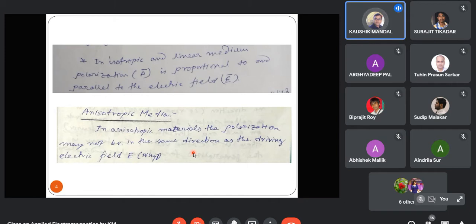To get the answer to this question, we have to go into details about the structure of the anisotropic media. Then it will be clear why the induced polarization is not in the direction of driving electric field.